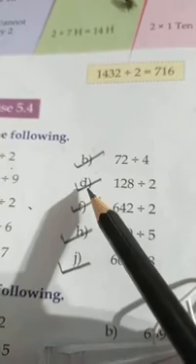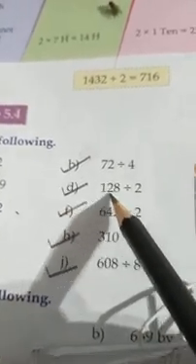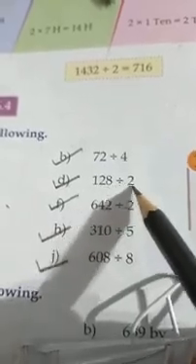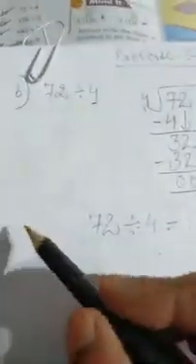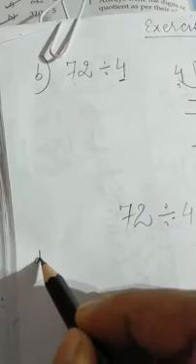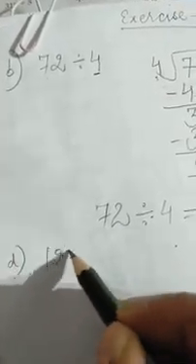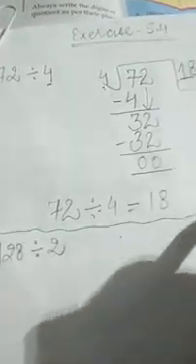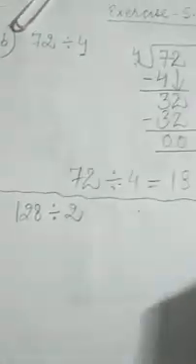Now let's move to part D. How to do D part. 128. Here you can see 3 digits are there. 128 divided by 2. Yes students, see how to do this sum. 128 divided by 2. Now table of 2.